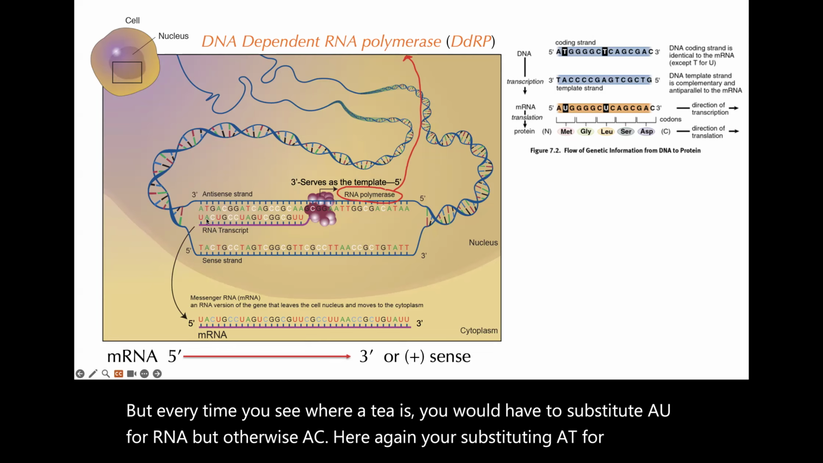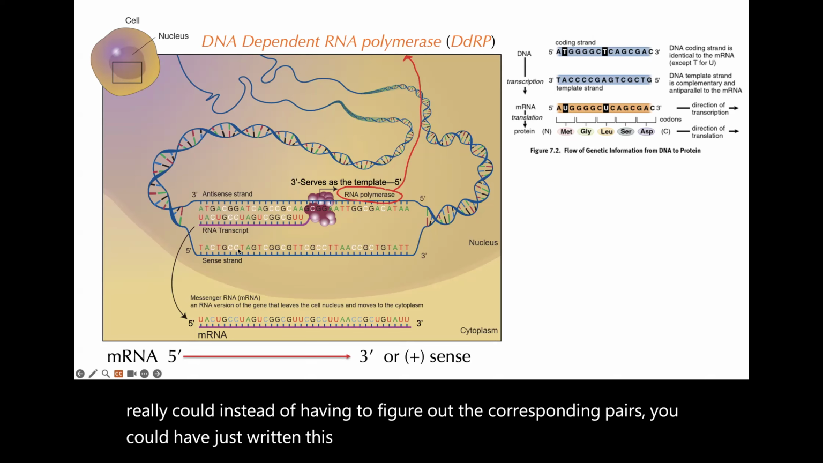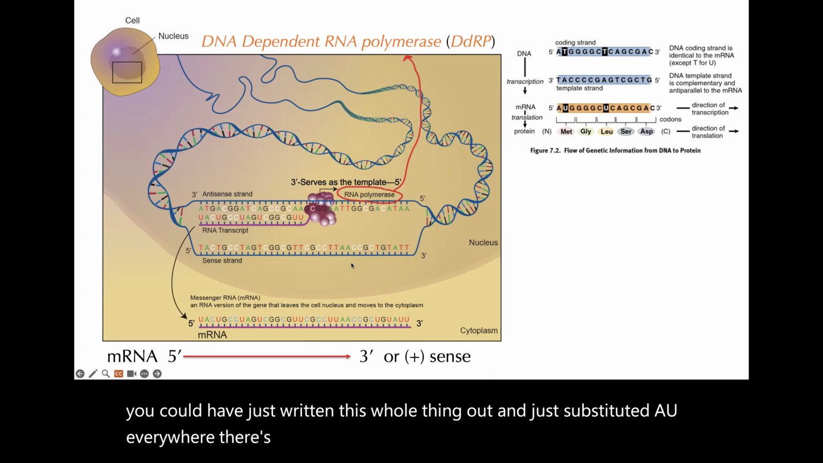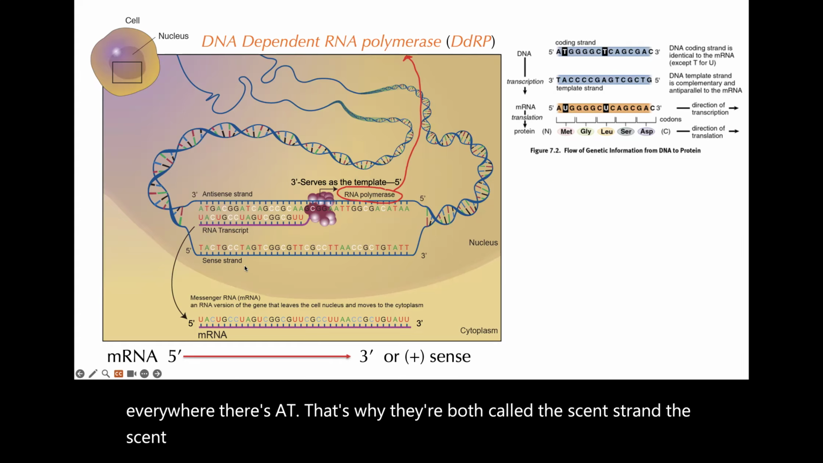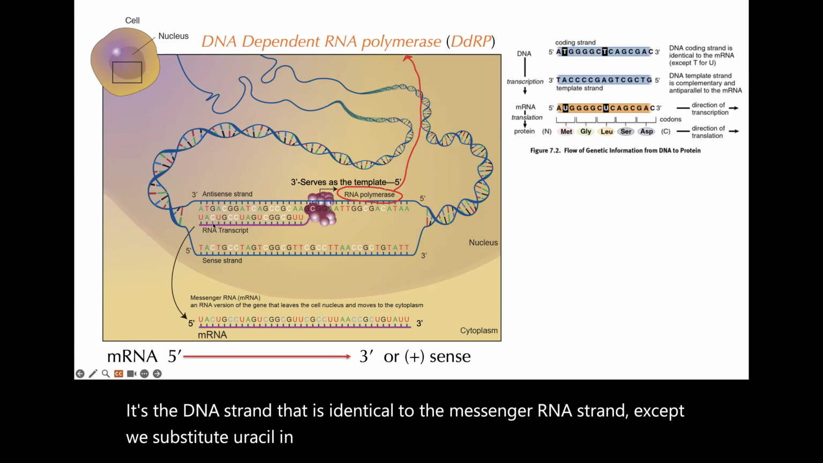So instead of having to figure out the corresponding pairs, you could have just written this whole thing out and just substituted a U everywhere there's a T. That's why they're both called the sense strand. The sense strand, the plus strand, the coding strand. It's the DNA strand that is identical to the messenger RNA strand, except we substitute uracil in the messenger RNA for the thymine.